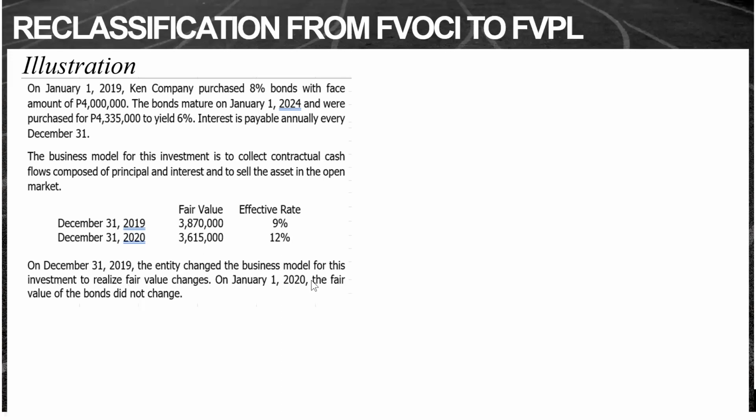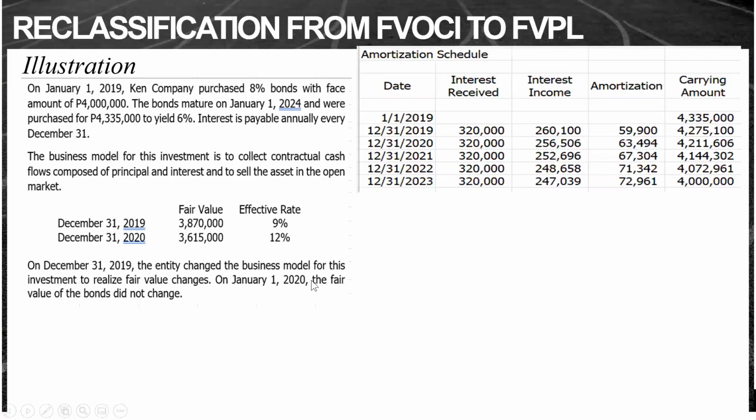So to account for this one, let's have muna its amortization schedule. Kasi nga, this is FVOCI. So kailangan mag-amortize tayo. So gamit natin is yung 6% na interest rate.